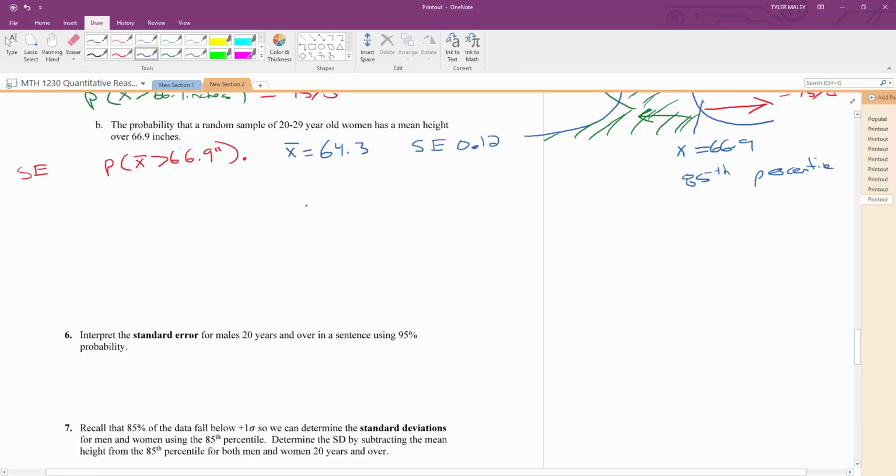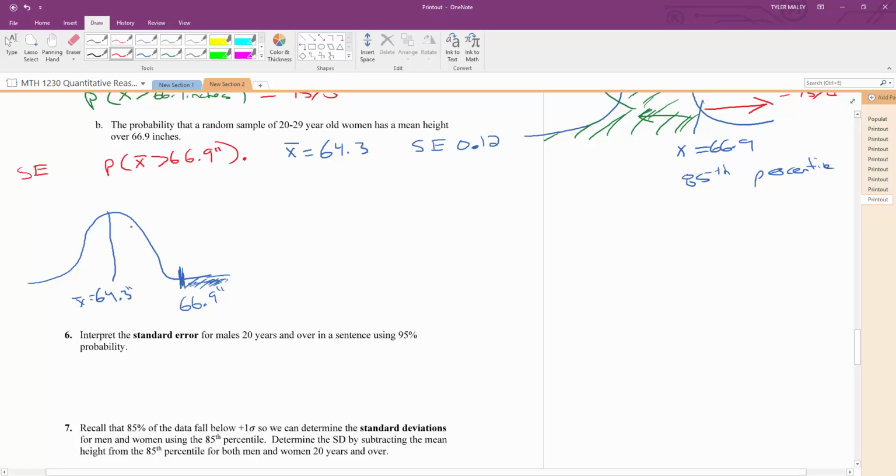So let me draw our distribution. Here's my distribution. Here's x bar, which is 64.3 inches. So we're looking for 66.9, which will be somewhere over here. And I want to know how much of our chart is shaded to the right of this. How much of our data is to the right of 66.9? So we're going to try to figure this out.